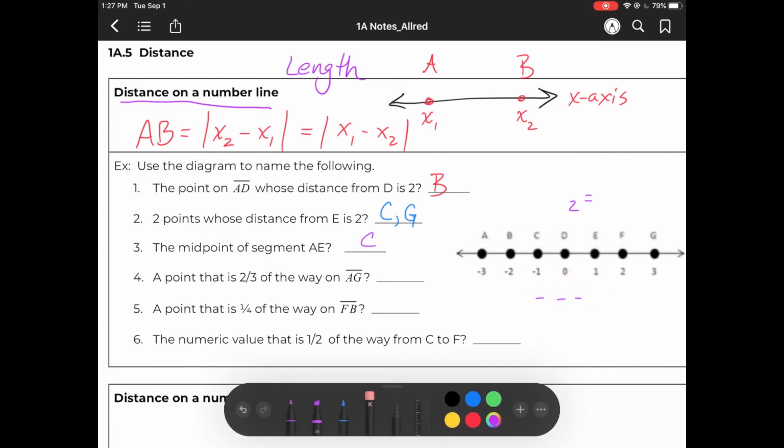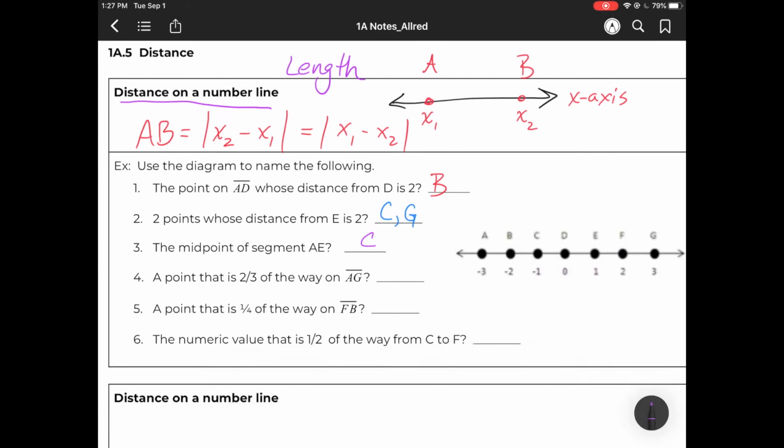fractional values, but we're going to still follow kind of the same pattern as midpoint. So if they want you to name a point that is 2/3 of the way on AG. Well, AG is the entire length of those points given to you. The entire length then is from -3 up to +3. You can count spaces or you can use your subtraction. -3 minus 3 is -6, but the absolute value of -6 is +6. So AG has a full length of 6.